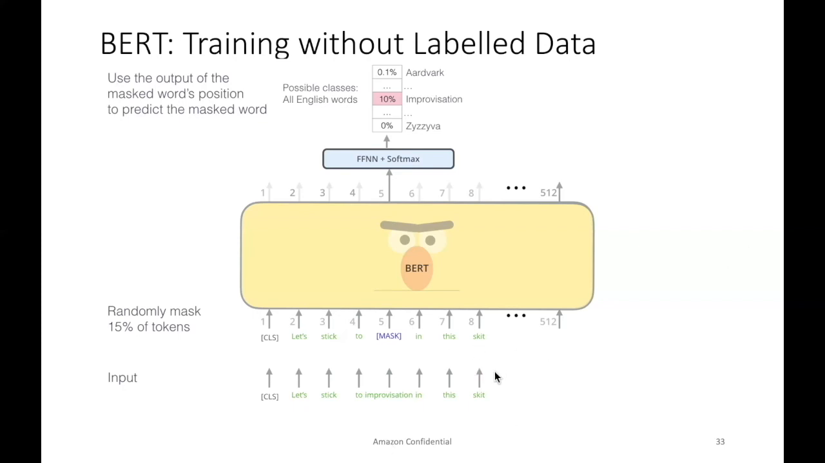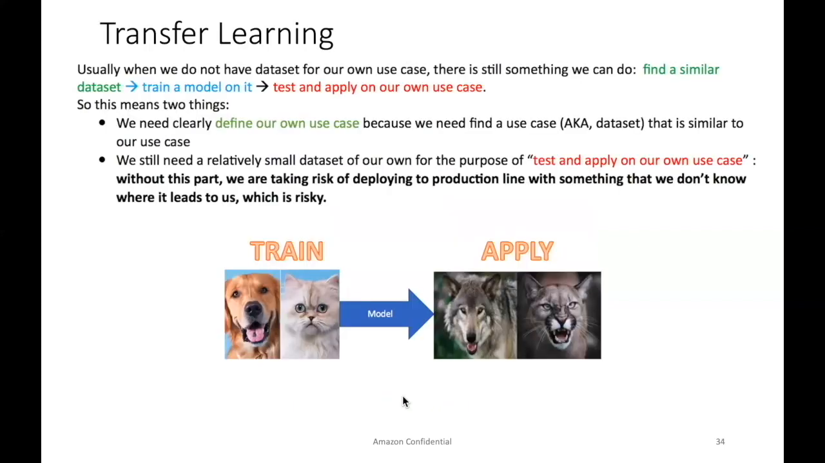So how do we use BERT? Let's look into that. We use BERT in something called a transfer learning setup. In a transfer learning setup, we find a model which has been trained on large corpora, and we then apply it on our smaller data set to get good performance. So for example, in transfer learning, we find a similar data set, train a model on it, and test it and apply it on our use case.